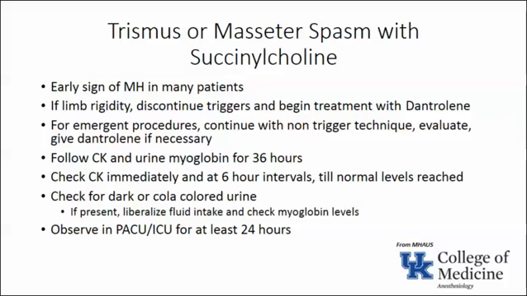In all of these patients, check for an initial CK enzyme level, repeat it every 6 hours for 36 hours. If these patients have dark colored urine or cola colored urine, check for myoglobin levels, hydrate these kids to prevent kidney issues, and then you observe these children in the PACU or in the ICU for the next 24 hours at least.